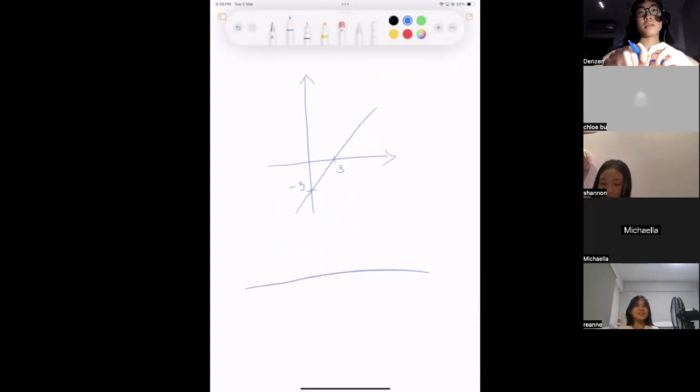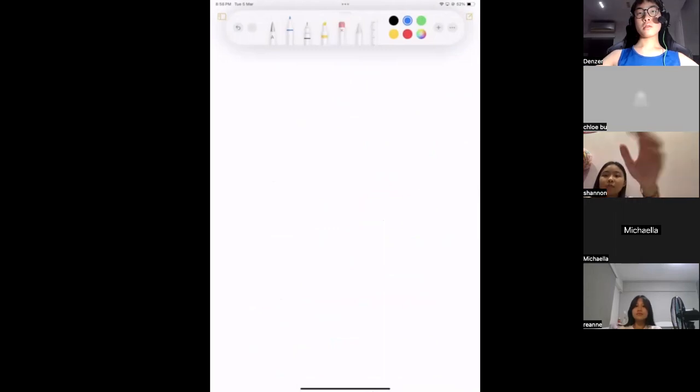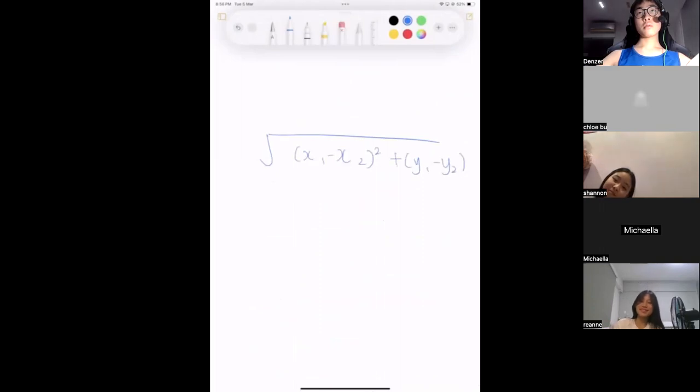Hello, Rian. What's the gradient of this? Okay. Good. Rian, I see your answer. Yes. Okay, very easy. One last one. Length formula. Yes, Shannon. Square root of x1 minus x2 squared plus y1 minus y2 squared, the whole thing square root. Yes, very good job. Okay, very well done.